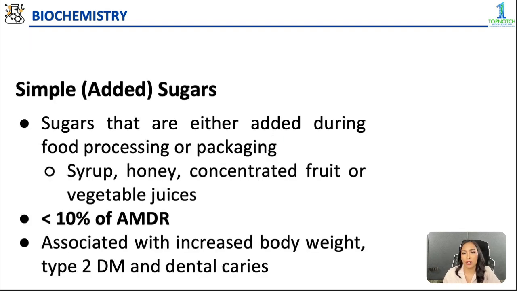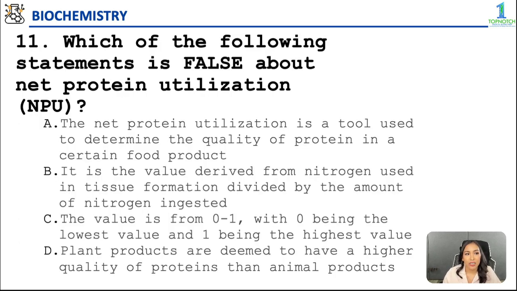So, ano ba yung simple or added sugars? Sugars that are either added during food processing or packaging. So, syrup, honey, concentrated fruit, or vegetable juices, aka yung pampasarap. Okay, the recommended amount is less than 10% of AMDR, and it's associated with increased body weight, type 2 DM, and dental caries.